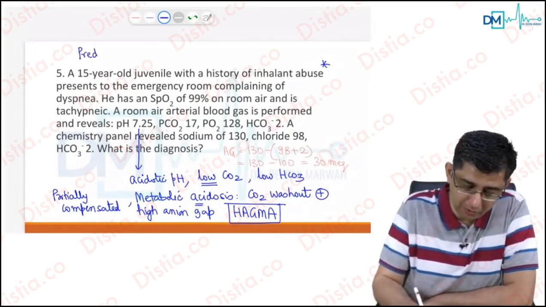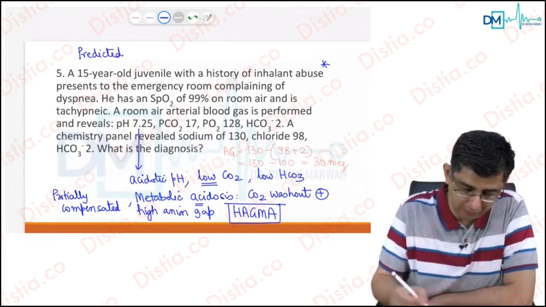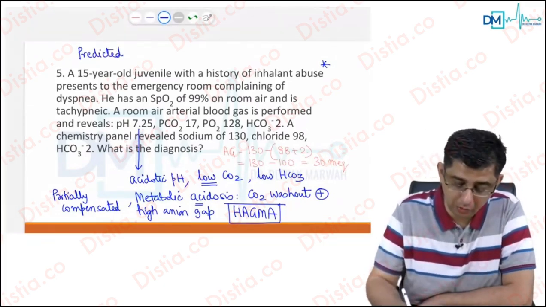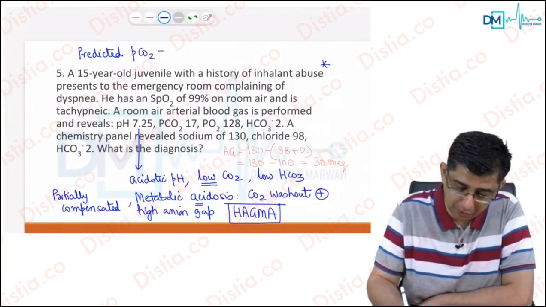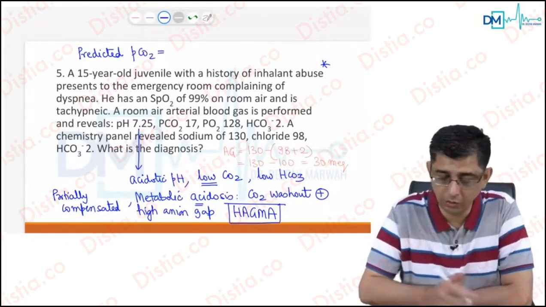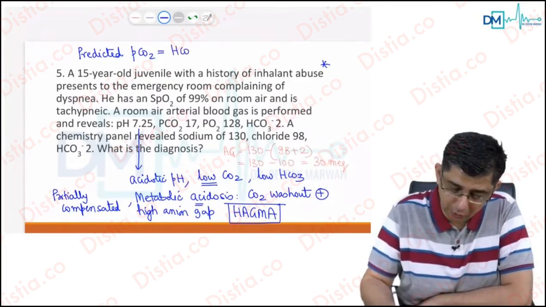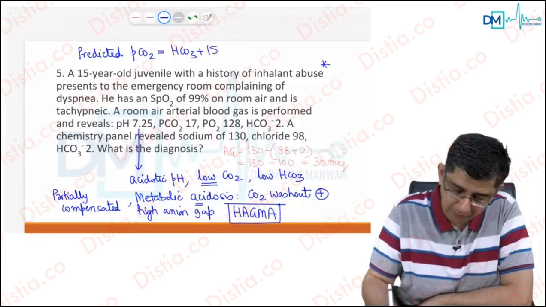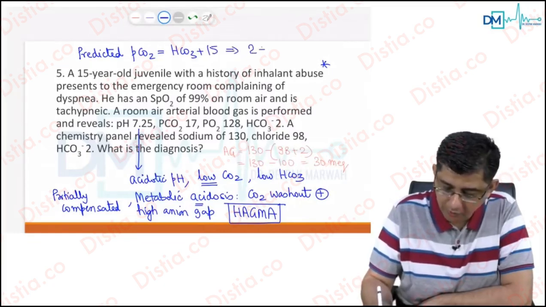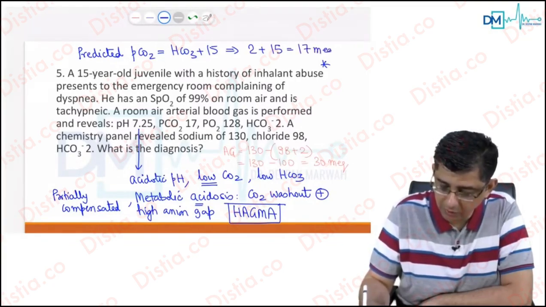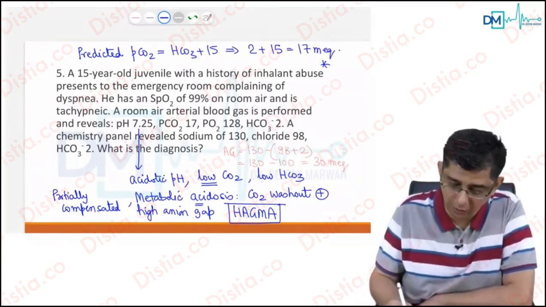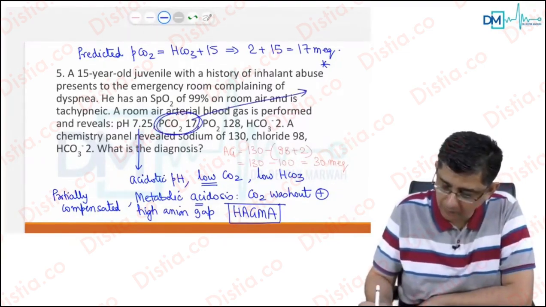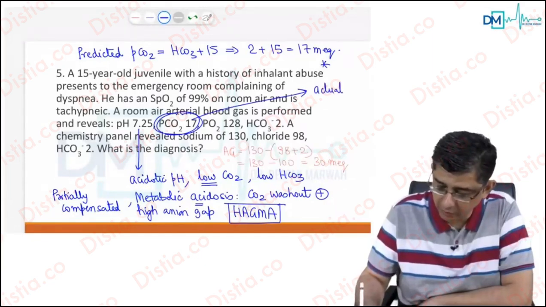Let us now understand a rule, whether the compensation is occurring or not. There is a mathematical rule that a lot of guys are interested in. The predicted PCO2 of the patient has to be compared with the actual CO2. Predicted PCO2 value should be bicarbonate plus 15. The bicarbonate value of this guy is 2. If you add 15 to this, it will work out to be 17 milliequivalents. You can notice the fact that the actual value of the PCO2 of the patient is also 17, and the predicted value is also 17.